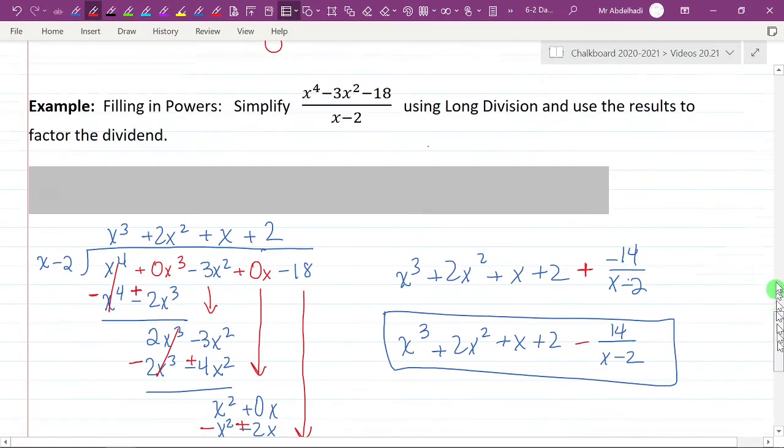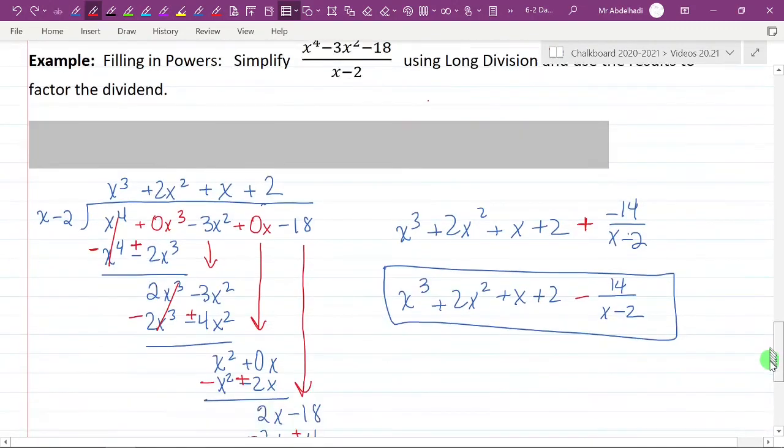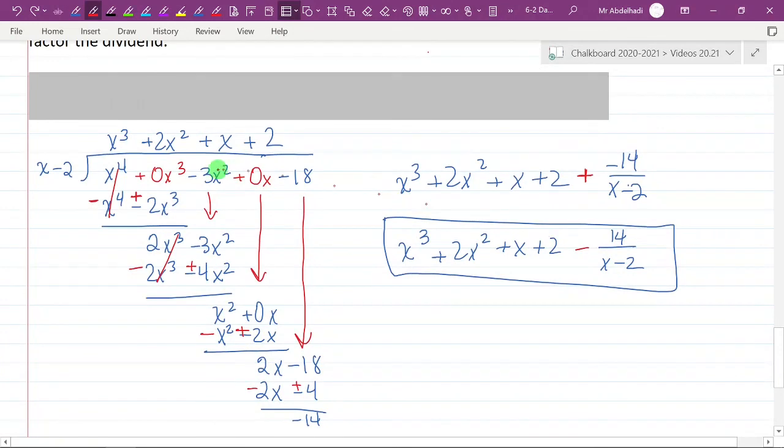Now, if you think about it, if you go back to here, this is 5893 and 3/5. Well, you could put plus 3/5 here. That wouldn't change anything, right? You're not multiplying this times this. That's why we don't use mixed numbers anymore, because they're kind of contradictory to what we do in algebra. Okay, so there you go. Don't forget to put in your placeholders.